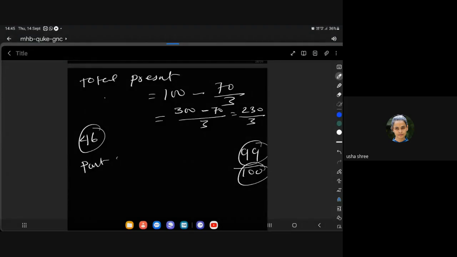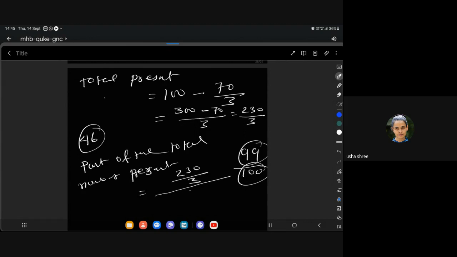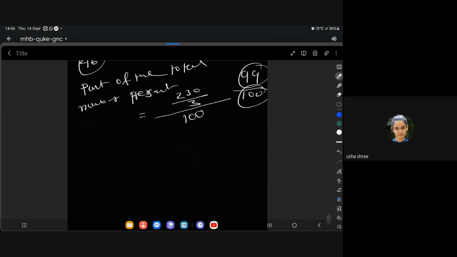So like this, what part of the total number present? This is the number of students present. What part of total number? Total number is 100. What part means out of 100? So it is 230 by 3, that is the number of students present in the class, divided by the total number.